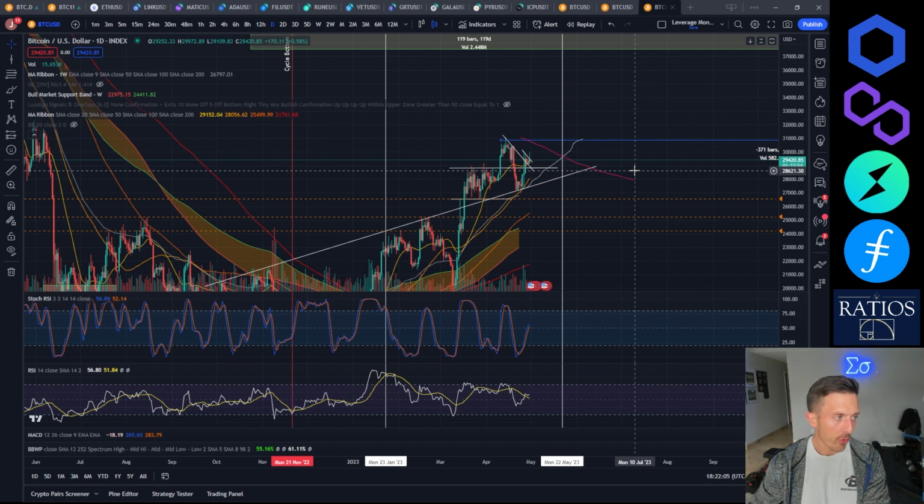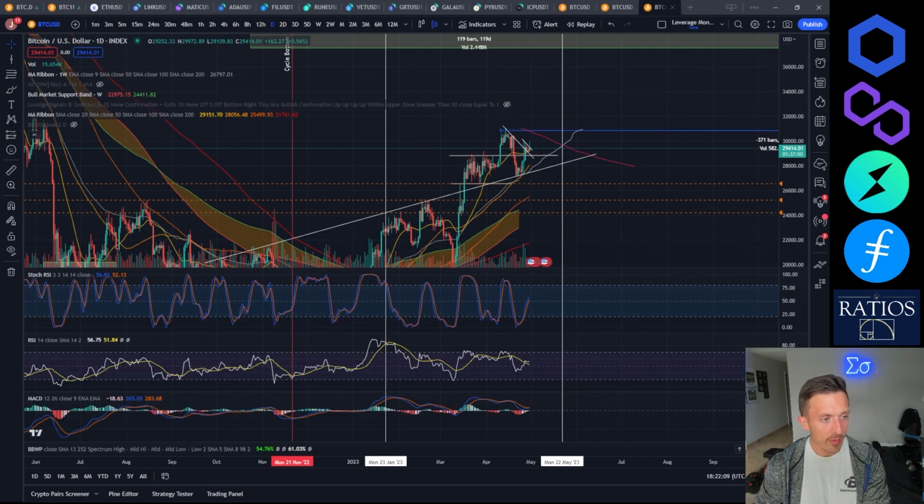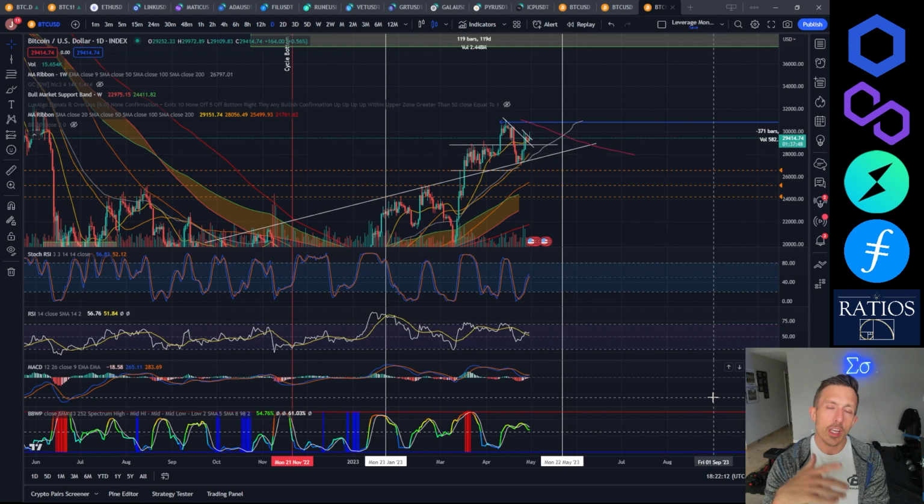But the stochastic RSI in general is one small piece of a trader's tools. If I were to expand all of this, I've got the MACD, I've got the BBWP. These are all indicators that we'll look at in separate videos. But the stochastic is useful in a lot of situations, right?